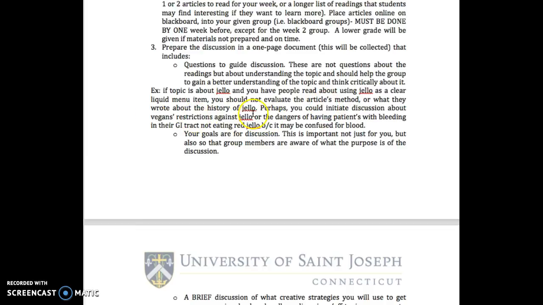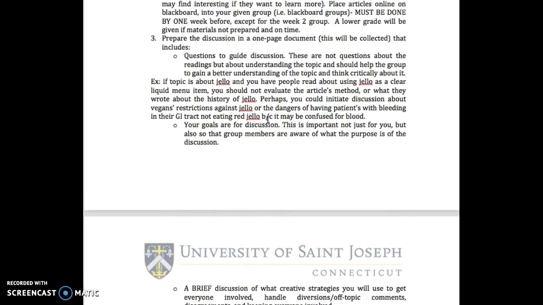Or what they wrote about the long-term, that Jell-O came out in 1953, whatever it is. I don't know when Jell-O was invented. But you could initiate a discussion through the discussion board about maybe vegan restrictions on Jell-O or dangers of having patients with bleeding in their GI tract not eating red Jell-O. So it's sort of taking the topic of Jell-O and progressing it to the new level.